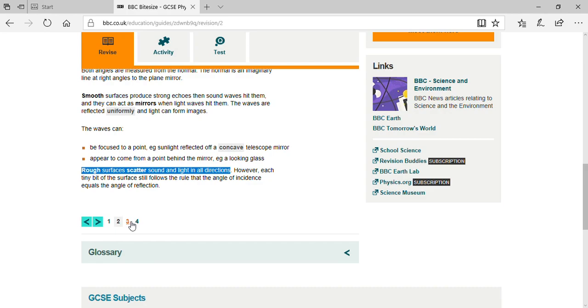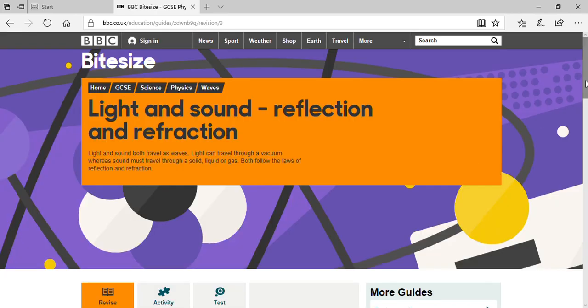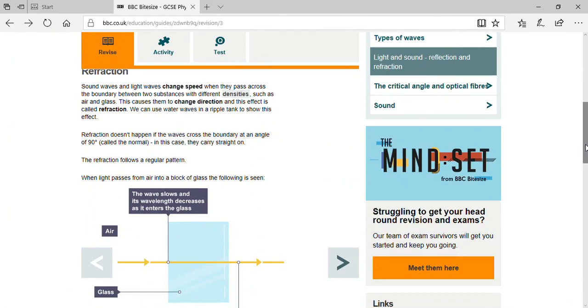Now come to the next page. Here there is a third page also. On the third page, the next topic is refraction. As I explained to you on the first page, refraction is the phenomenon in which a ray of light transmitted from a rarer medium to a denser medium bends towards the normal, and from a denser medium to a rarer medium it bends away from the normal. This phenomenon is known as refraction of light or refraction of sound. Do you understand that? Great.